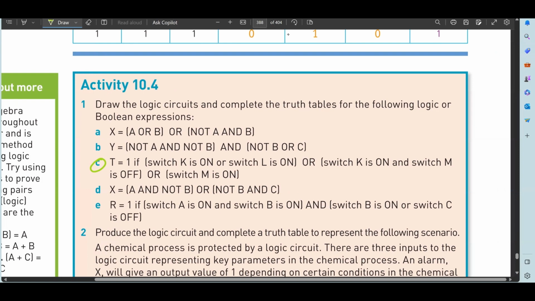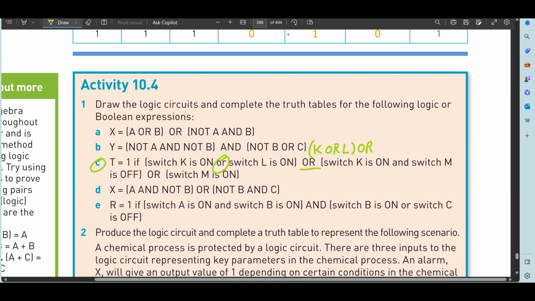For the C, we need to come up with a Boolean expression involving only the variables, whether they are on or off. So we need to eliminate the English "switch K is on". This should be written as: if anything is on, that is just that variable. If K is on, it's simply K. Then it says or, and we have an OR gate. Switch L is on, so it will be simple L. Okay, K or L. Then we have this OR translated as exactly OR.